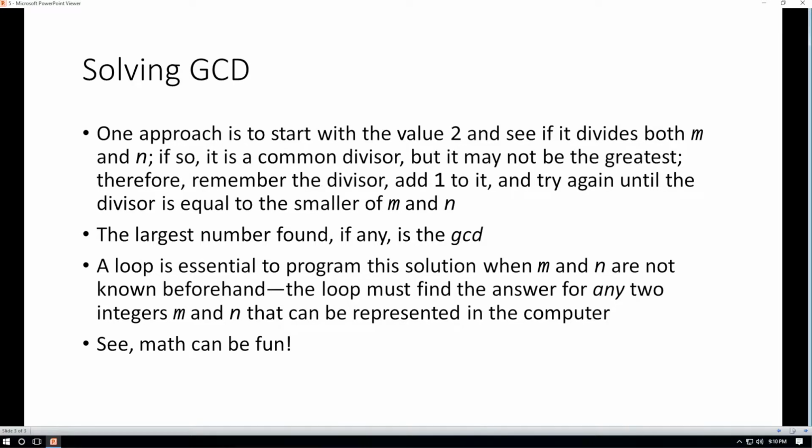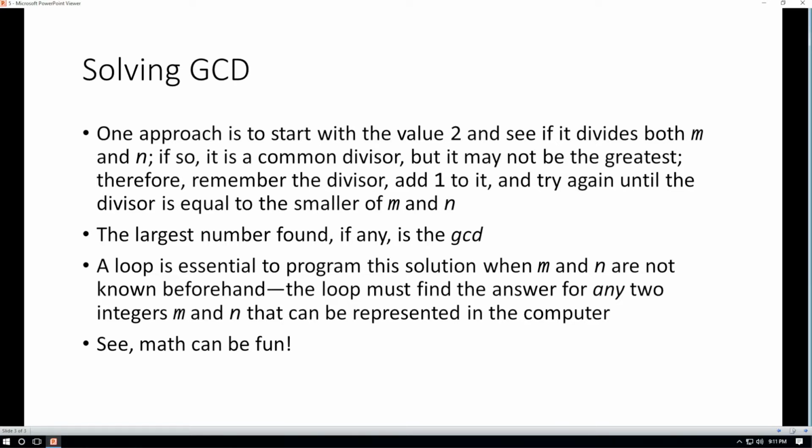One approach is to start with the value 2 and see if it divides both m and n. If so, it is a common divisor, but it may not be the greatest common divisor. We would remember that number, add 1 to it, now it becomes 3, and try again. Each number that evenly divides both m and n, we would remember as the greatest common divisor found so far.